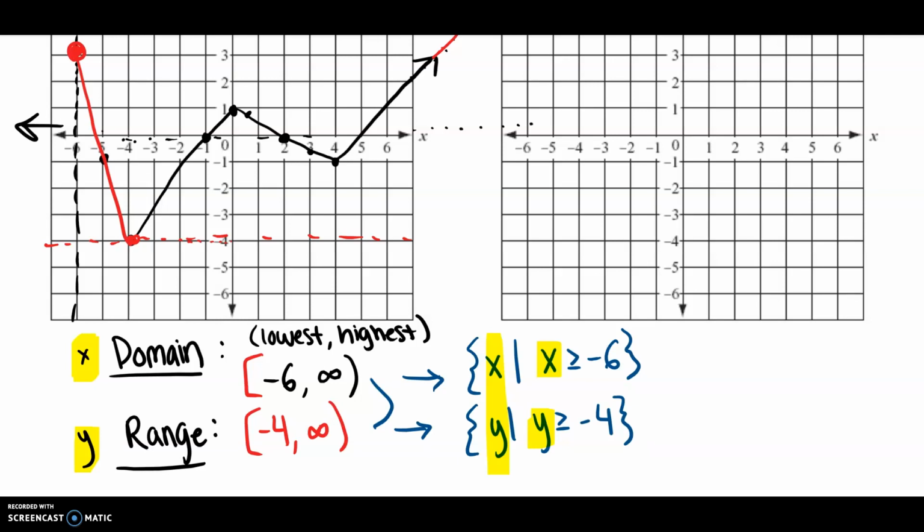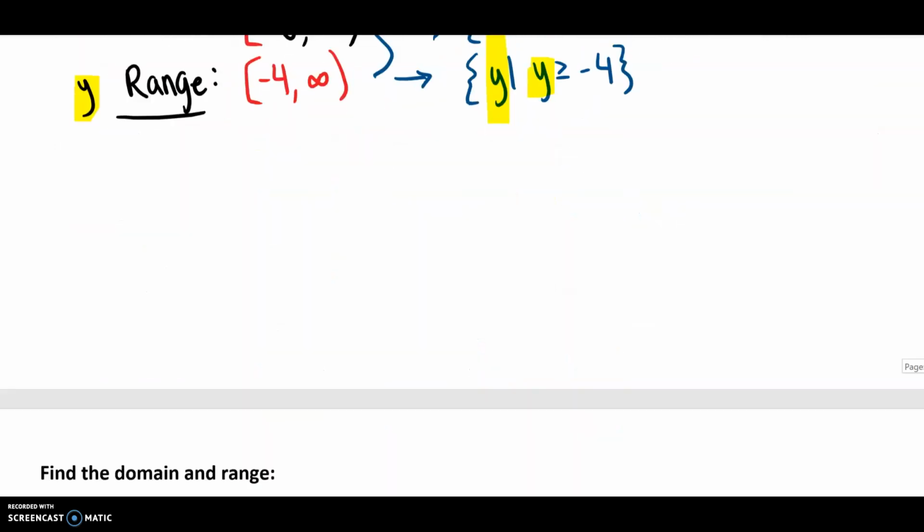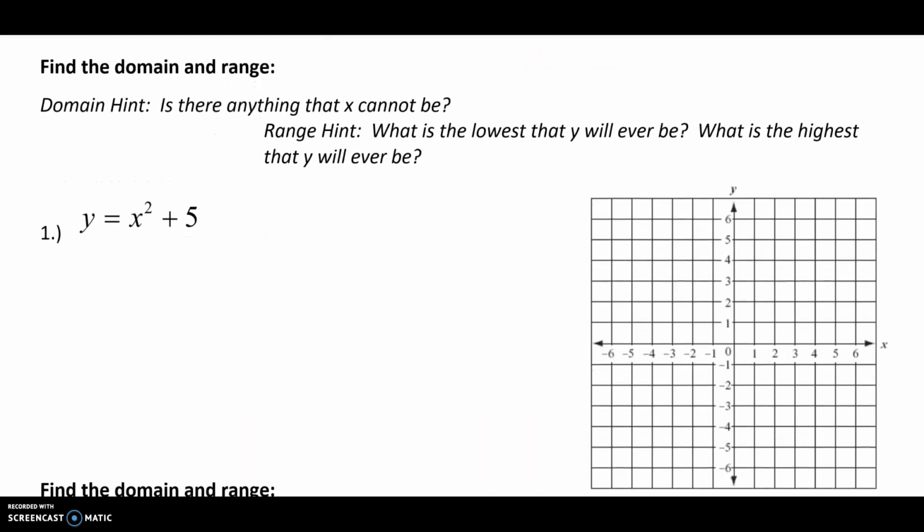So I have X being greater than or equal to -6. And it goes on forever and ever. Same thing with range, but the lower bound is -4. Okay, let me know if you have questions on that conversion. Just good practice. Little bit more difficult when you have an equation and not a graph. I'm not going to lie, but we can do it together.